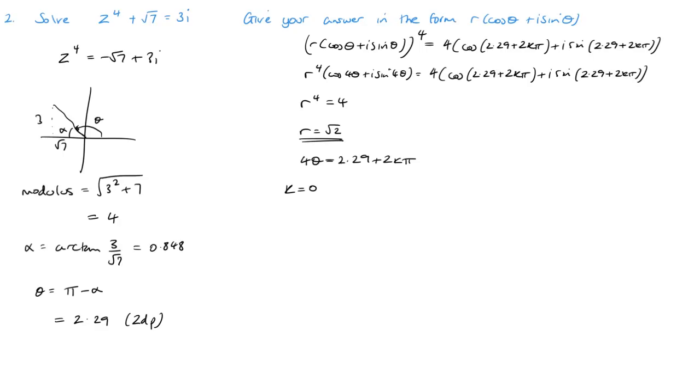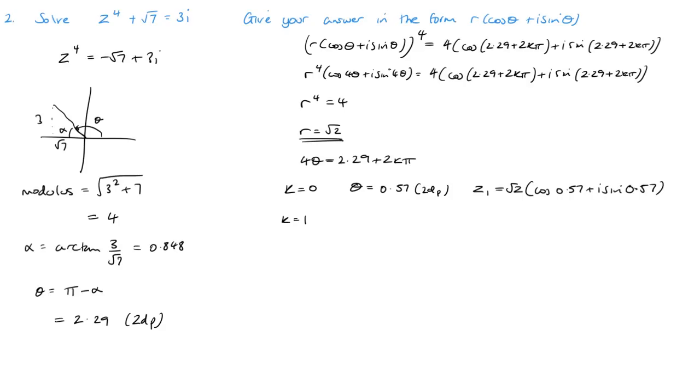So when k equals 0, 4 theta equals 2.29, so theta is 2.29 divided by 4, which is 0.573, but again we'll just do it to 2 decimal places. So z1 equals root 2 cos 0.57 plus i sine 0.57.